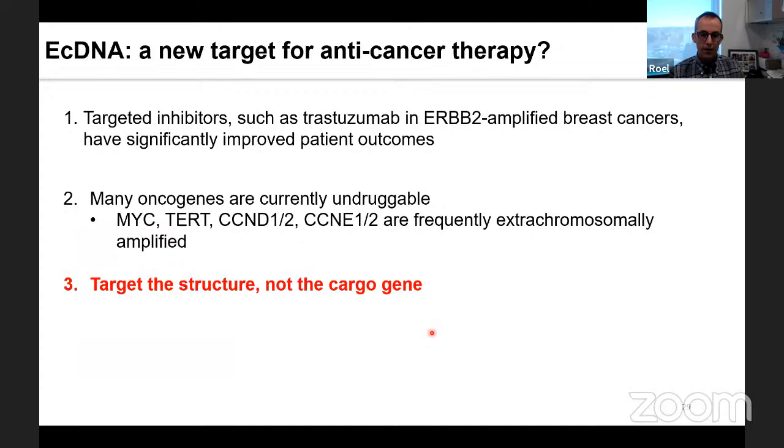Now, this is all interesting biology, but of course, the next question we and many others are asking ourselves is whether ecDNA is a new target for anti-cancer therapy. This is because targeted inhibitors like trastuzumab in HER2 amplified breast cancers have significantly improved patient outcomes. So these are inhibitors of oncogenes. Many oncogenes are currently undruggable, however, like MYC, TERT, and the cyclins. And these are frequently extrachromosomally amplified. So is HER2, by the way. One suggestion is that perhaps instead of targeting the specific gene, perhaps we can target the ecDNA structure, the circular structure and the concept that it's, for example, unevenly inherited. It seems likely that there's specific biology underlying the behavior of ecDNA.